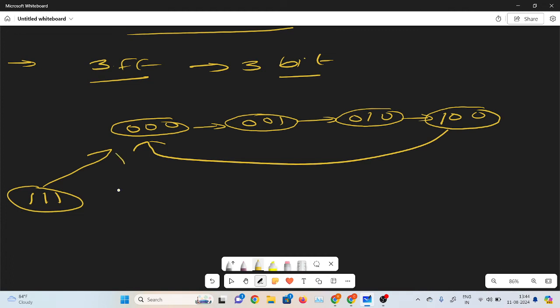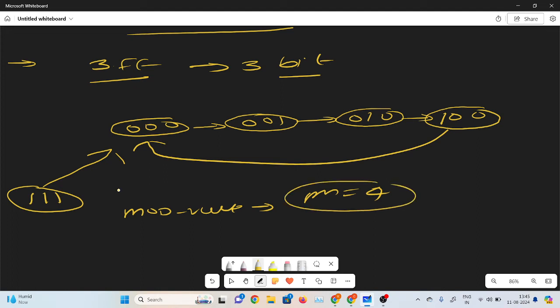So what is the meaning of the mode value? The mode value tells how many states repeat themselves in the loop. How many states repeat themselves in the loop, that is called the mode value. So here we can count 1, 2, 3, 4. These four states always repeat themselves in the loop. So here the mode value is 4.